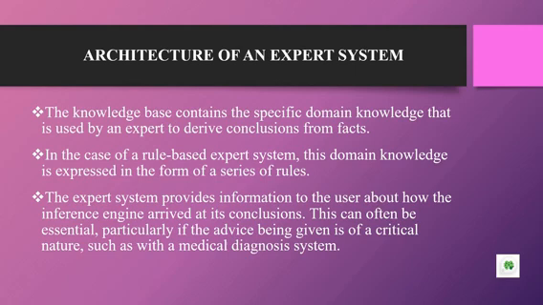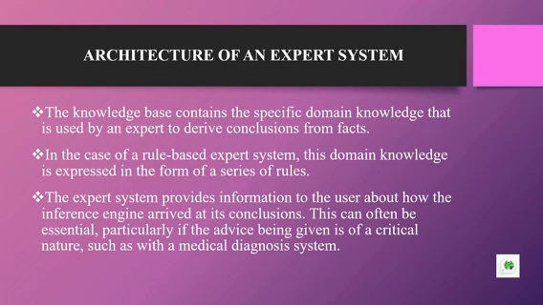First, the explanation of the architecture of an expert system: the knowledge base contains the specific domain knowledge that is used by an expert to derive conclusions from facts. Facts are the description and the problem. If you give the problem, the system will give the solution, the representation of the solution, and how to solve it. That is known as facts.